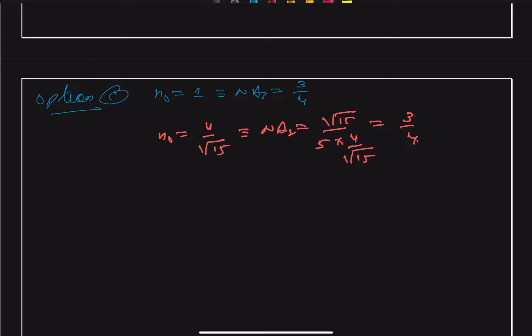And finally, option D. In option D, we get that our n0 is equal to 1. So here Na1 will be equal to 3 by 4, and n0 is given to us, I hope it's written correctly, 3 by 4.